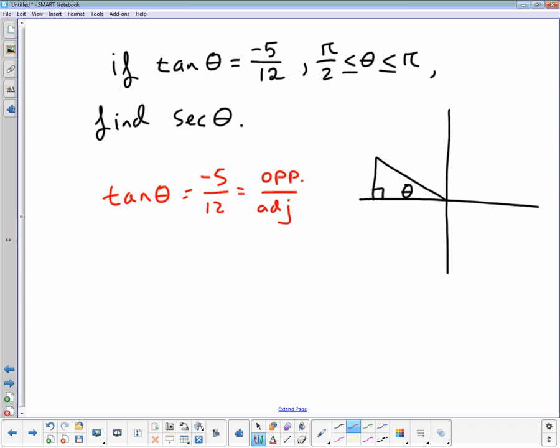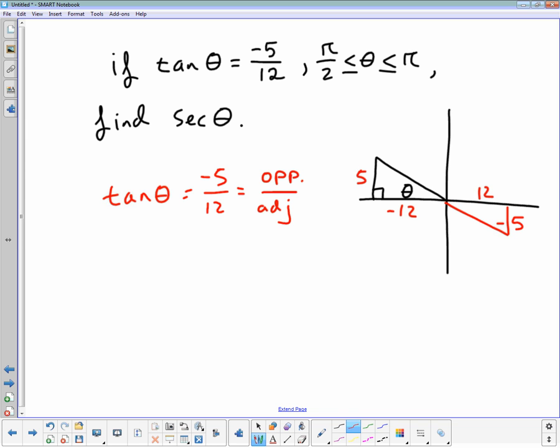In fact, if it was instead here, that would give me the same tangent, wouldn't it? The question is, which one do I want? Both of those angles give me the same tangent. I want the one in the second quadrant, not the one in red. Okay? So this is how I'm arranged.